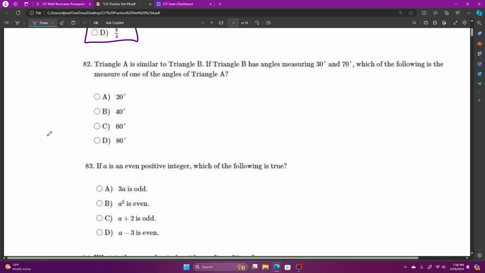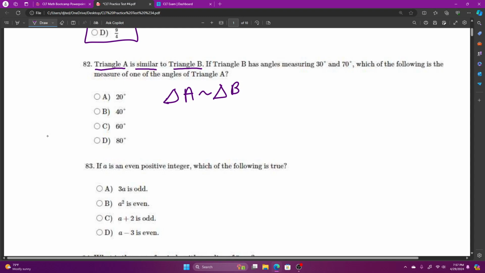Question number 82 says triangle A is similar to triangle B. If triangle B has angles measuring 30 and 70 degrees, which of the following is the measure of one of the angles of triangle A? What does similar mean? Similar means that their angles are all the same and their sides are proportionate. So the angle could be 30 or 70, but it's not here.